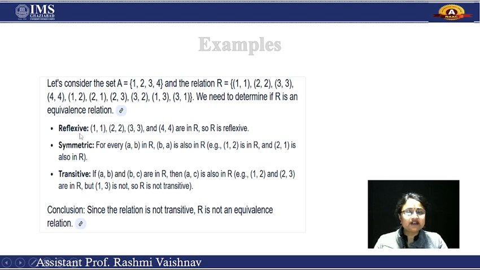If we talk about reflexive, yes, this relation has one ordered pair. This relation has two ordered pairs. This relation has three ordered pairs as well as four ordered pairs also, which indicates that every element is related to itself. So R is reflexive. Clear? Next, symmetric.